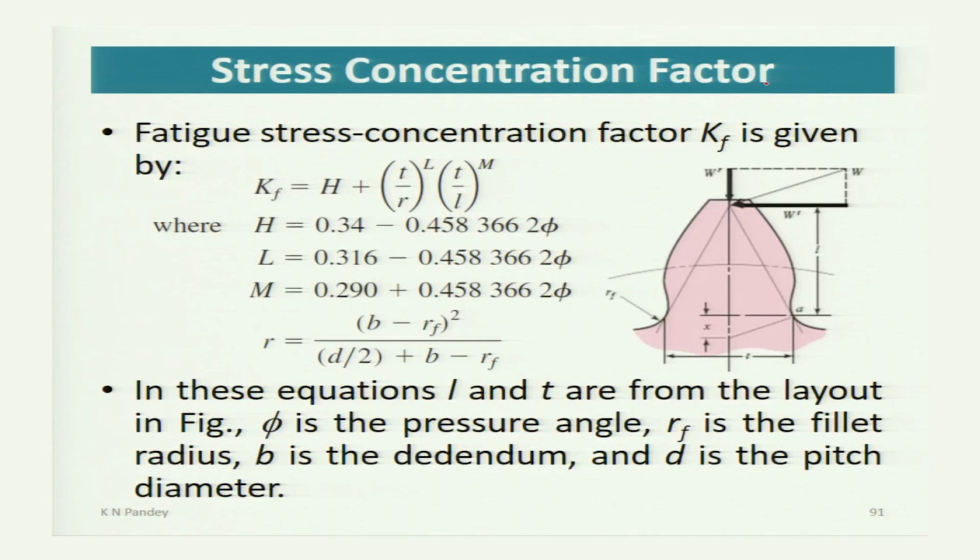Now, the effect of stress concentration was considered by taking the stress concentration factor Kf equal to H plus (t divided by r) to the power L multiplied by (t divided by l) to the power M, where capital H is given by 0.34 minus 0.458366 multiplied by 2 phi, and capital L is given by this formula, capital M is given by this formula, and thus the value of r, the fillet radius, is taken with respect to the fillet radius rf.